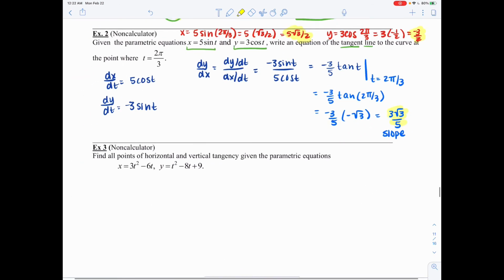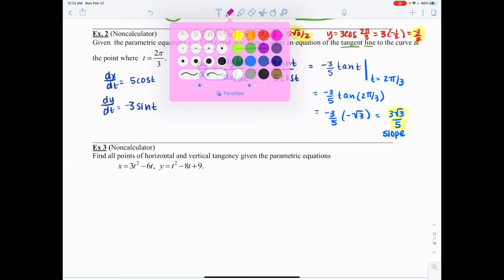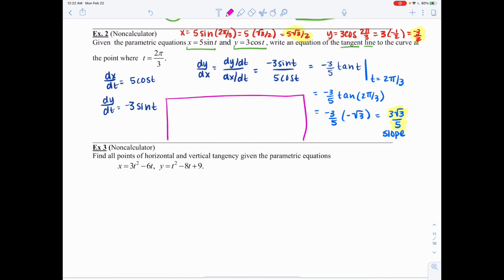Now you have an x, a y, and a slope. Let's wrap it up with a tangent line. We're going to go y minus y1 is equal to slope times x minus x1, and you're done.